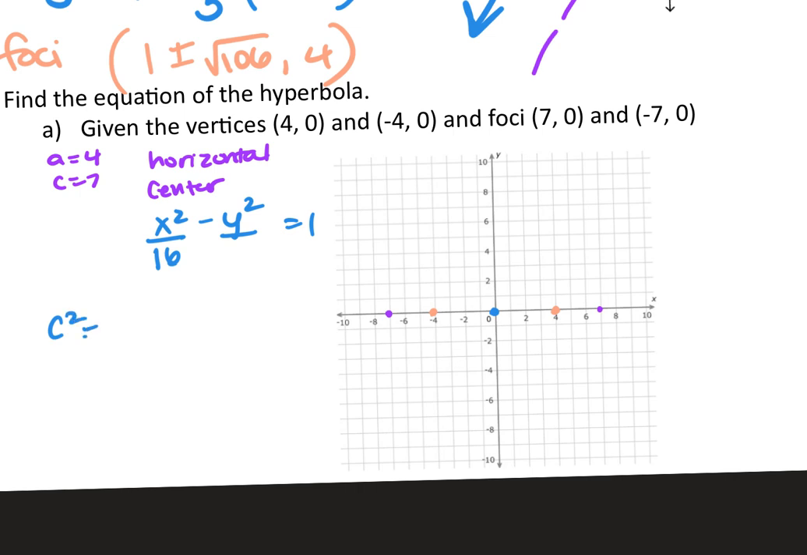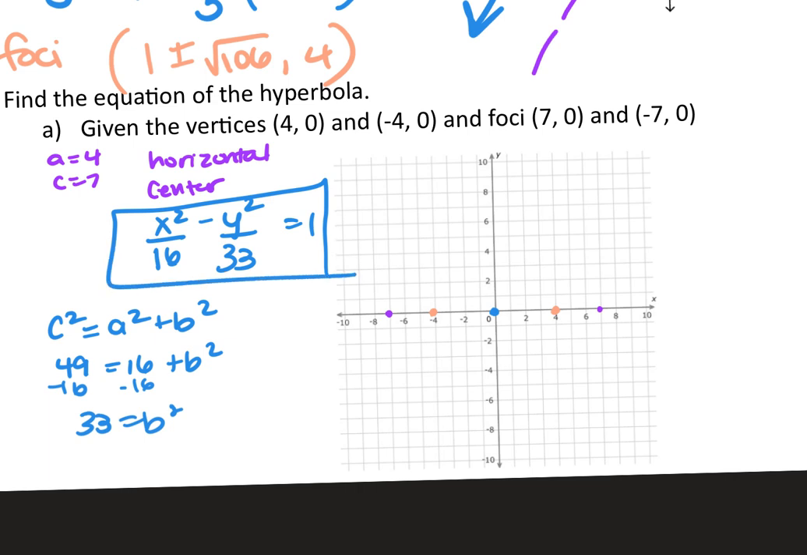C squared equals a squared plus b squared. So 49 equals 16 plus b squared. Subtract the 16. B squared is 33. I don't even have to graph the rest of it.